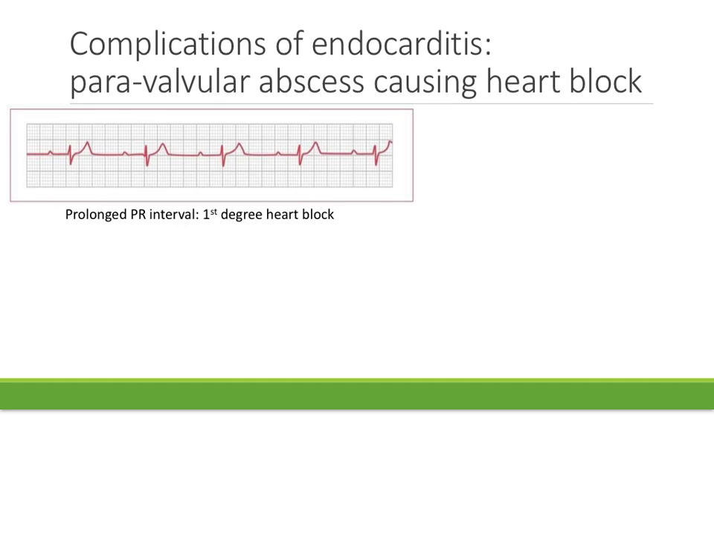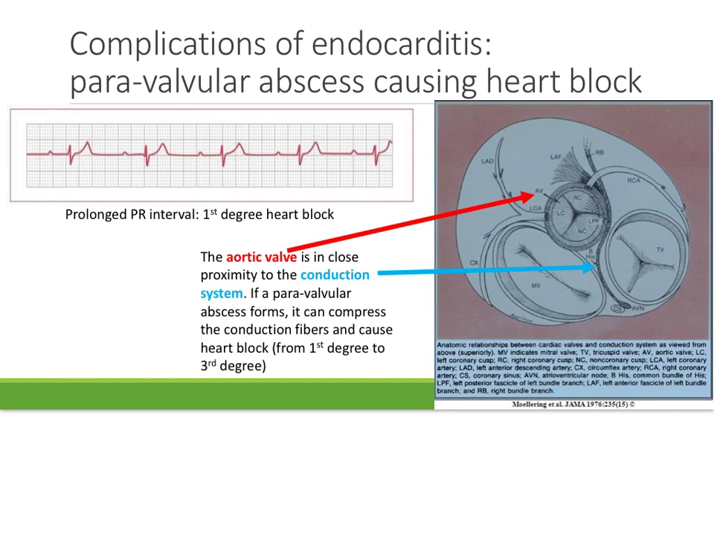Paravalvular abscesses can also cause heart block, as seen in the rhythm tracing here. Here's why. The valves, especially the aortic valve, are in very close proximity to the conduction system. If a paravalvular abscess forms, it can compress the conduction fibers in the bundle of His and cause heart block that can range from 1st degree to 3rd degree.